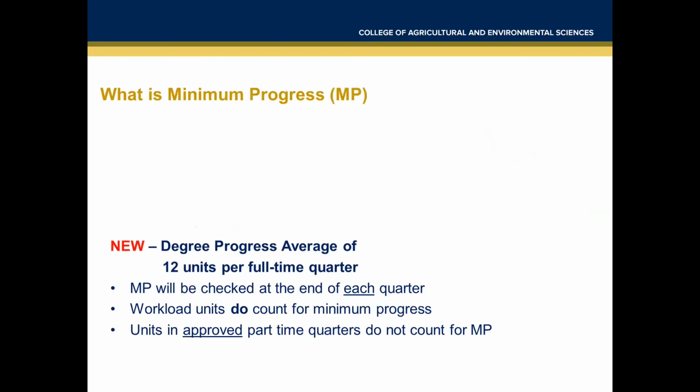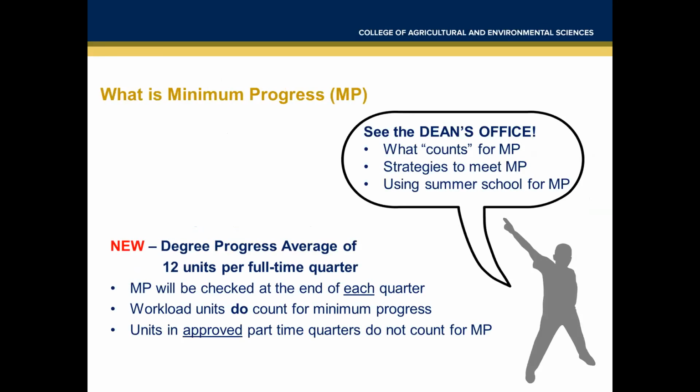So what is minimum progress? Again, this is something that's new, effective fall 2018, that the university is going to ask students to be completing a 12 units average per full-time quarter. See the Dean's office for what counts for minimum progress, especially as we're going through this change process. Come in and talk with us about strategies to meet minimum progress and how you can use summer school to meet this requirement.